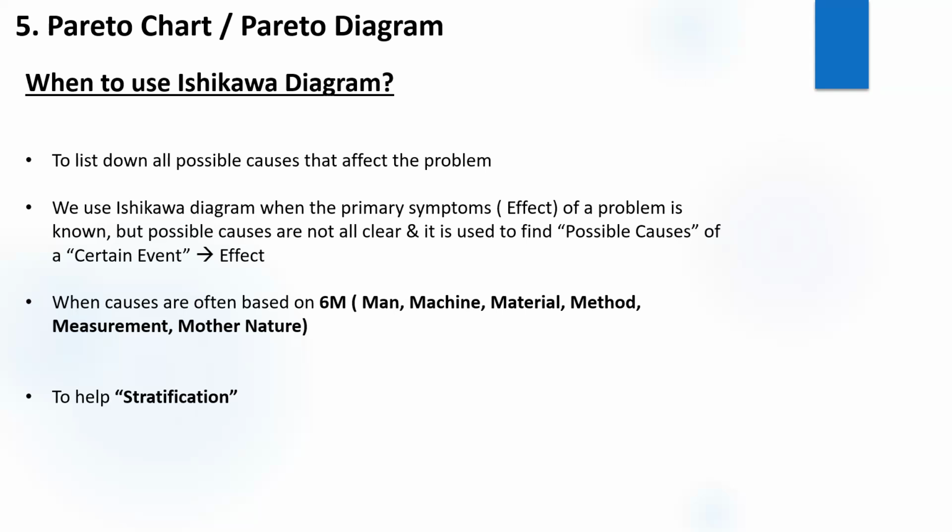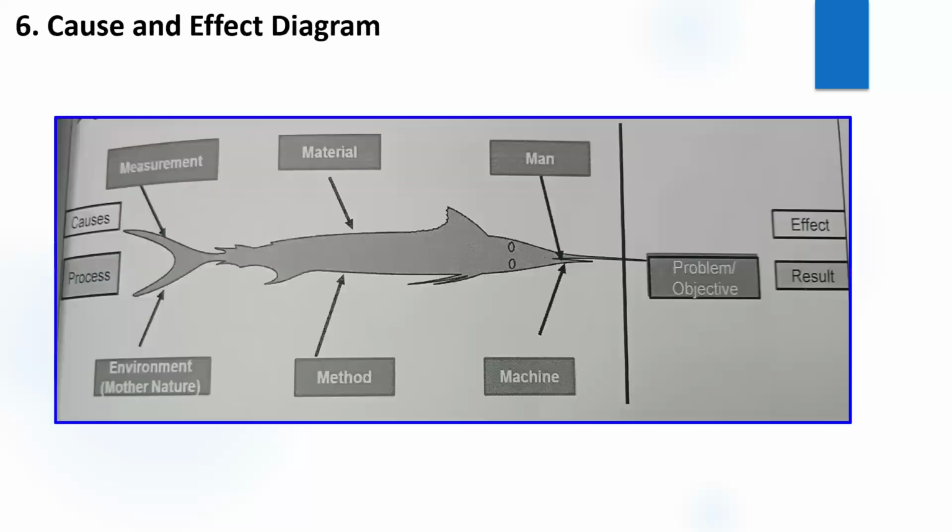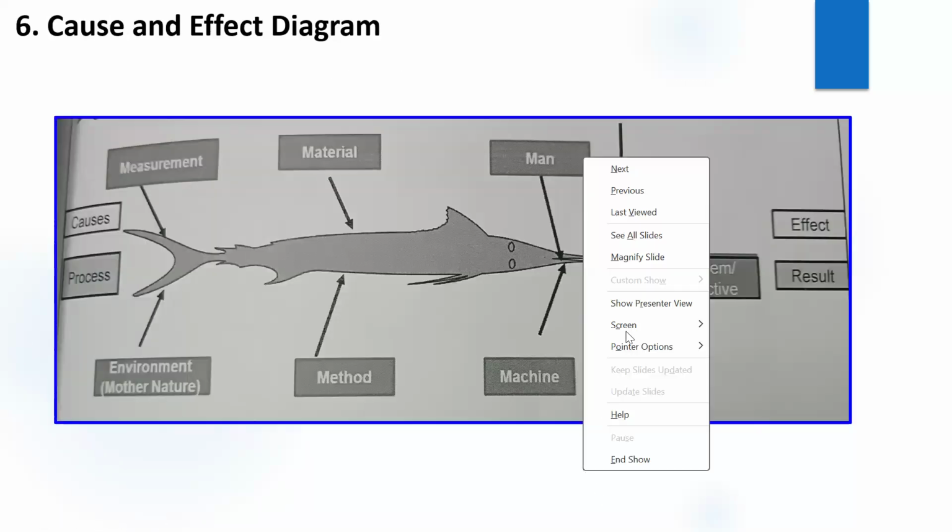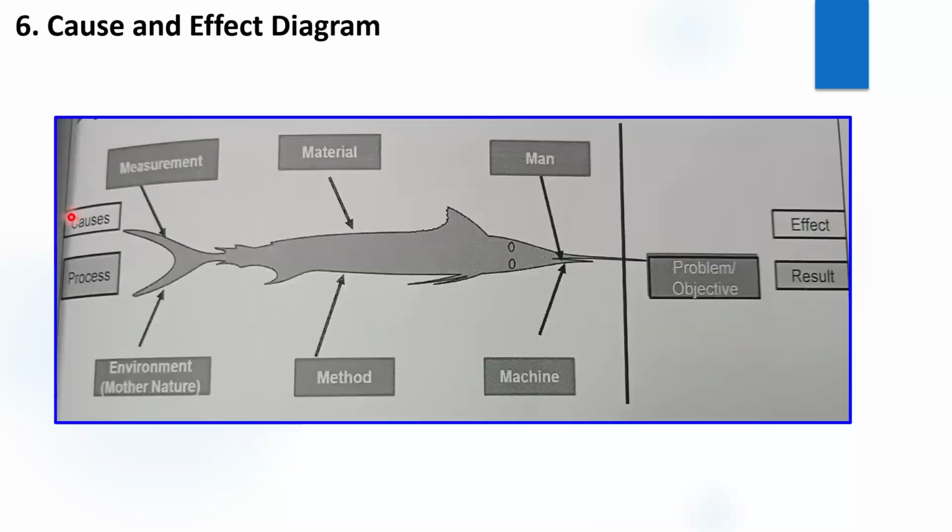So, fishbone diagram has three names. I told already that it is called the Ishikawa diagram because it was invented by Kaoru Ishikawa. It is also called the fishbone diagram because it looks like the skeleton of a fish, and it is called the cause and effect diagram because these are the causes and this is the effect. So three names: cause and effect, fishbone, or Ishikawa.